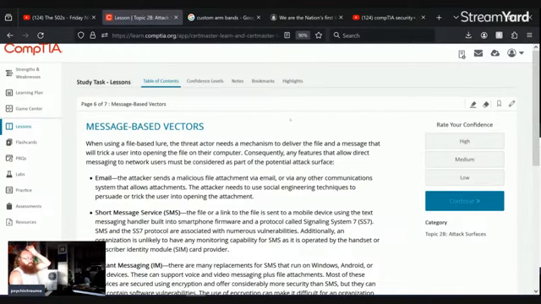Message-based vectors. When using a file-based lure, the threat actor needs a mechanism to deliver the file and a message that will trick a user into opening the file on their computer. Consequently, any features that allow direct messaging to network users must be considered as part of the potential attack surface. Email. The attacker sends a malicious file attachment via email or via any other communication system that allows attachments. The attacker needs to use social engineering techniques to persuade or trick the user into opening the attachment.